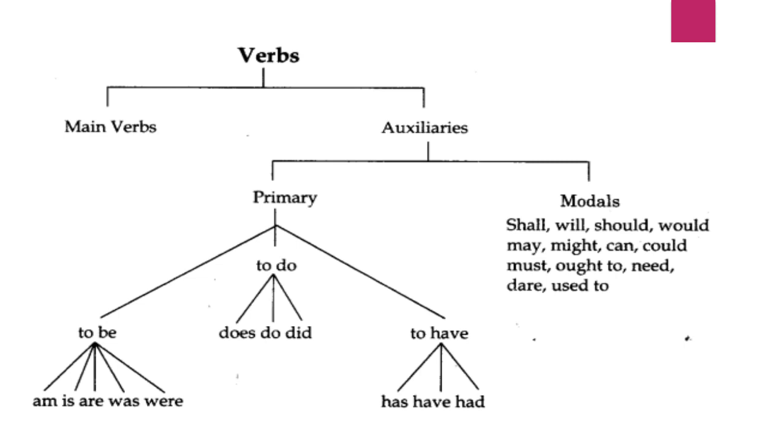Now let us talk about verbs. There are two kinds of verbs, main verbs and auxiliaries. Auxiliaries means helping verbs, and helping verbs or auxiliary verbs are divided into two parts, primary auxiliaries and modal auxiliaries. In primary auxiliaries we have to be, to do and to have, and further they are divided. To be is divided into these parts: am, is, are, was, were. In to do we have does, do, did, and in to have we have has, have and had.